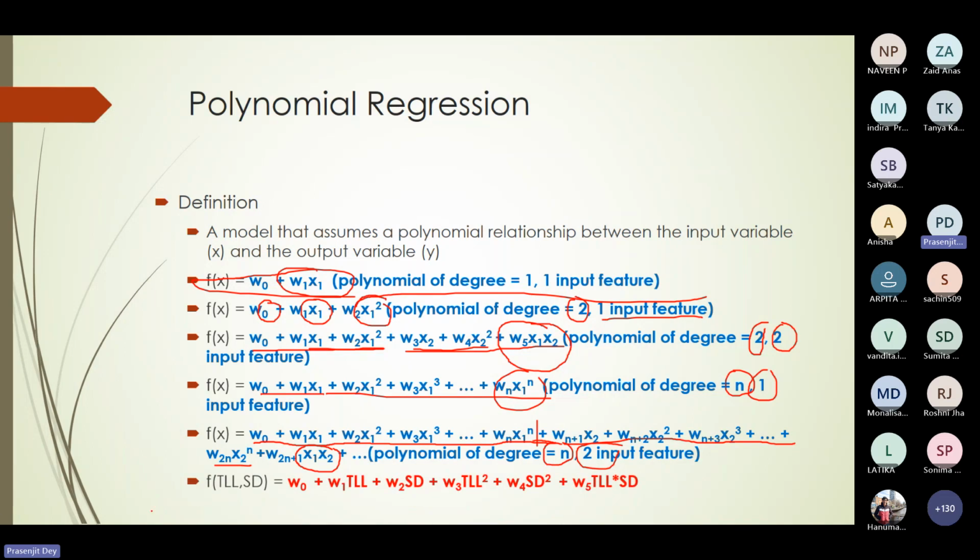In our simple example, we had considered total leaf length and stem diameter. So there are two features, and in this example the number of input features is 2 and the degree of the polynomial is also 2. For total leaf length, I have considered degree 0, 1, 2. For stem diameter, I have considered degree 0, 1, 2, and the combinations of these two. I hope polynomial regression is clear to everyone.